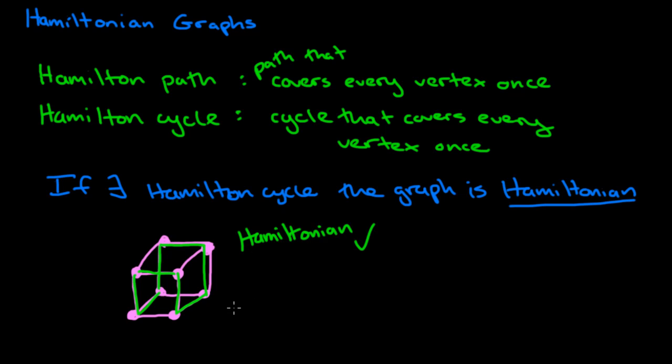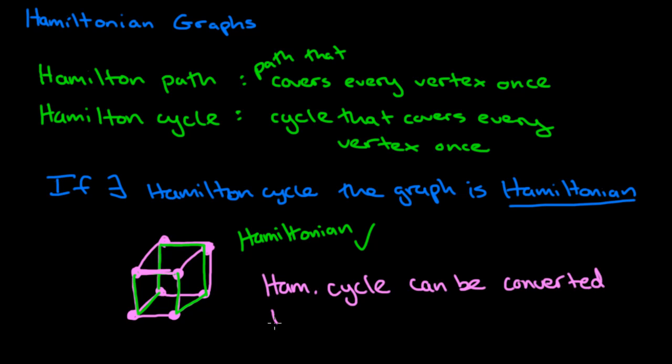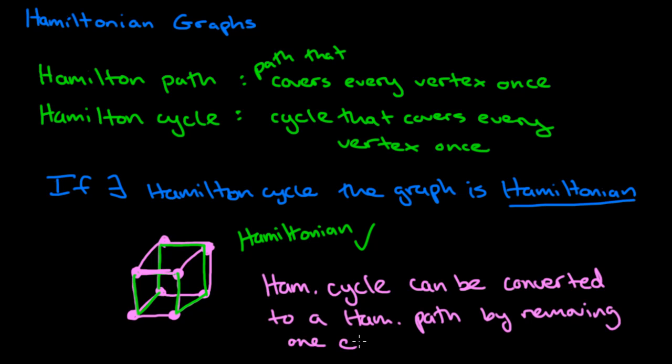Now, one thing to point out is that if you have a Hamilton cycle like this and you just remove the very last edge that we use, so we don't have this one being green, then the result is a Hamilton path. So a Hamilton cycle can be converted to a Hamilton path by removing one edge. And the result is simply a path that covers all of the vertices.